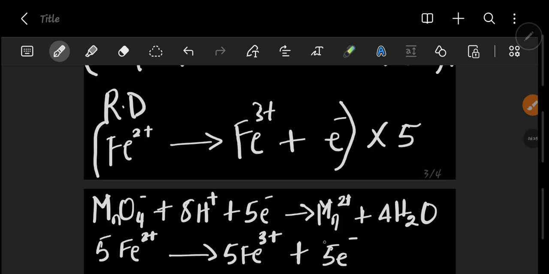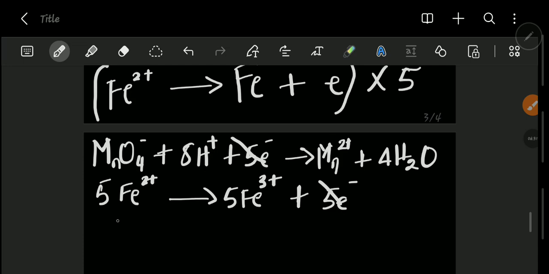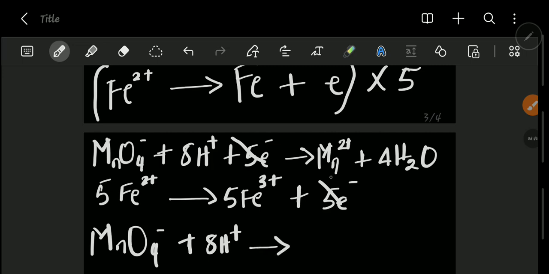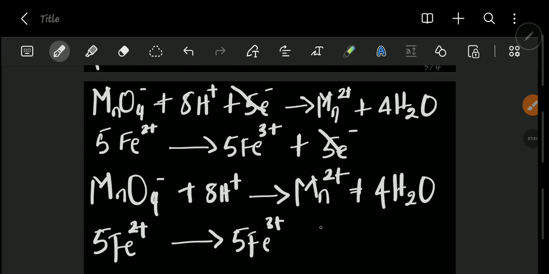Now I can cancel out. I can slash this and slash this, right? So what I have left is MnO4 minus plus 8H pluses. This is not there again, it's gone. And then I'm having Mn2 pluses plus 4H2O, right? This is what I have for equation 1. And then for equation 2, I have 5 Fe2 pluses and 5 Fe3 pluses. That's all I have left. The 5 electrons, they are gone, right?